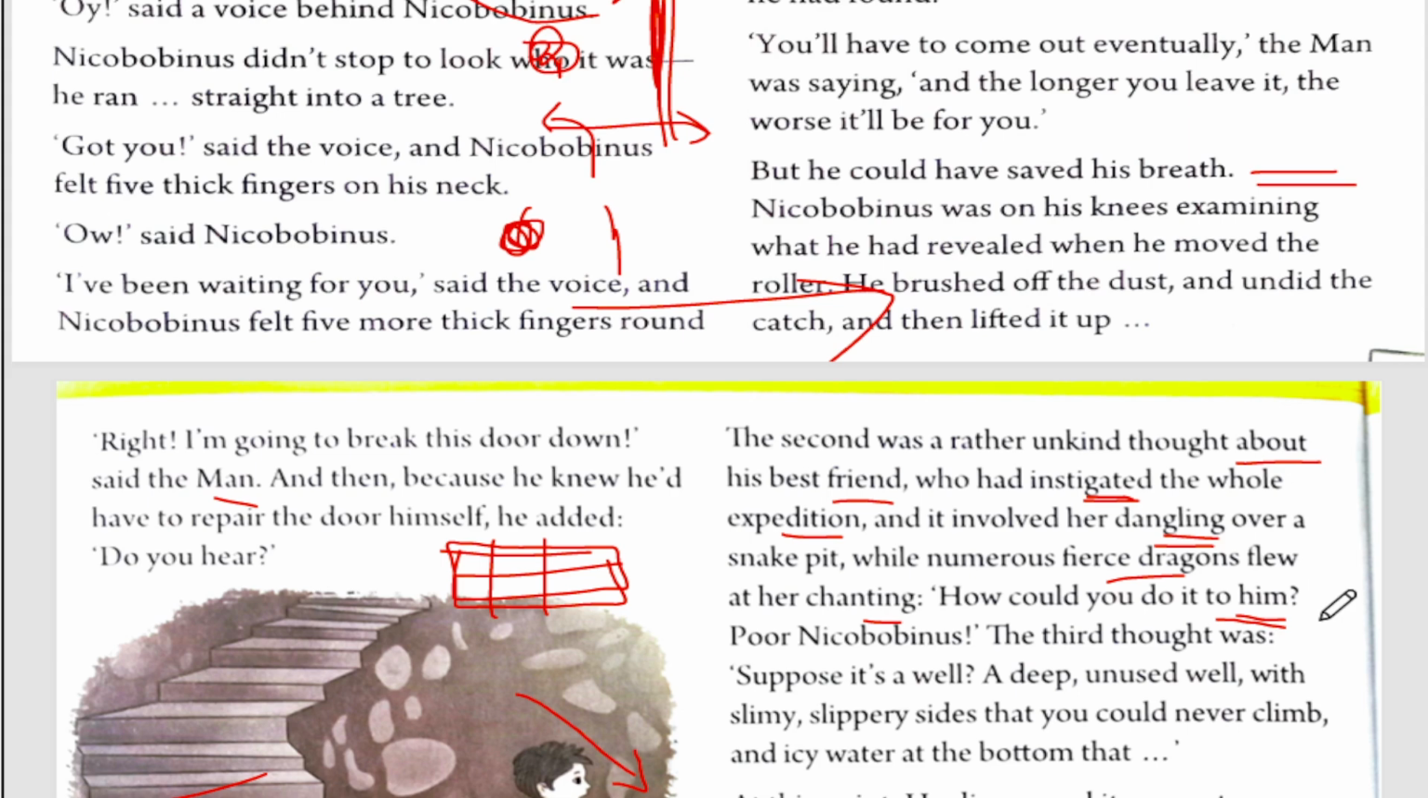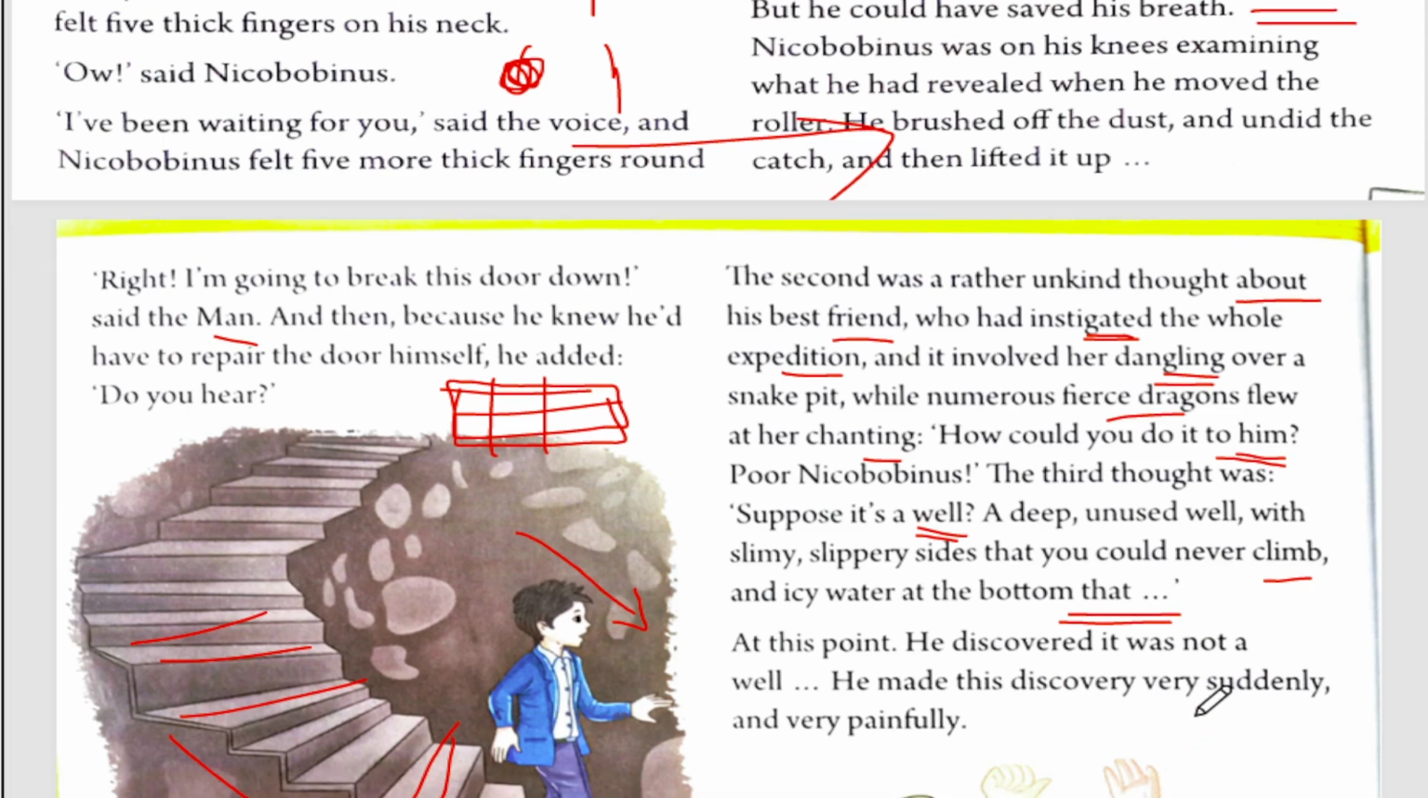These dragons were telling her this, as Nicobobinus thought. "Suppose it's a well." Now Nicobobinus thought, if this is a well, that means a place from where previously some water was drawn out. "A deep unused well with slimy slippery sides that you could never climb and icy water at the bottom." Suppose this is an unused well, and the steps are very slippery. As you are going down, there will be icy water, and you can never come upstairs. So you will die in the severe cold.